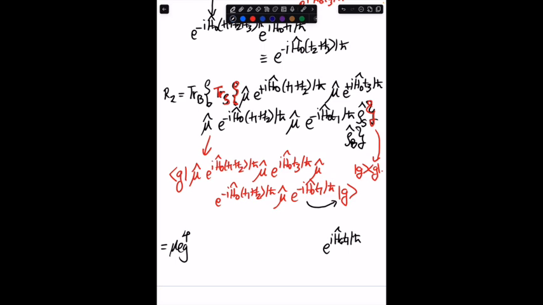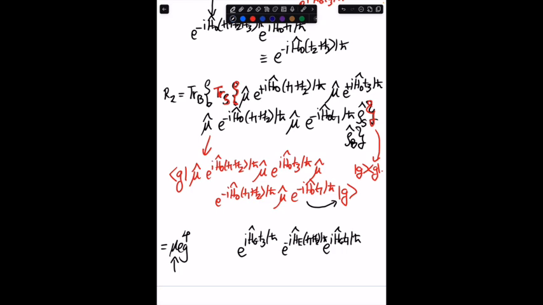Then after that you have this second term which is a time propagator over the excited state over time t1 plus t2. So you get e^{-iH_e(t1+t2)/ħ}. Then you have μ which brings it back to the ground state, and then you have a time reversal operator over time t3 which acts on the ground state, and then you have the dipole operator which projects it back to the excited state. So this is the third contribution towards the μ_eg to the power 4 term.